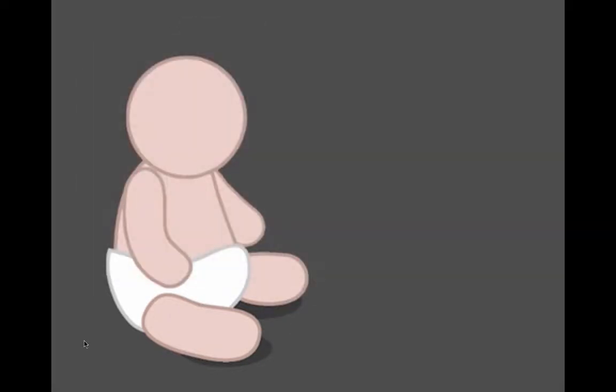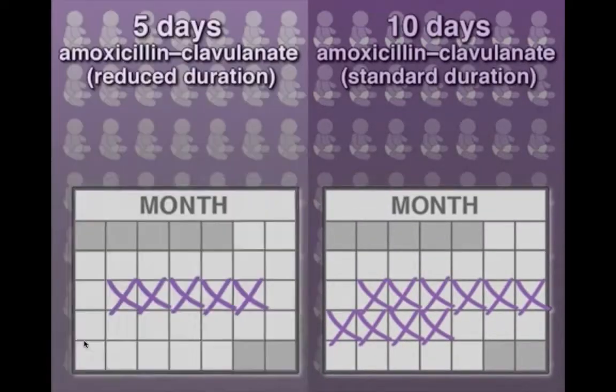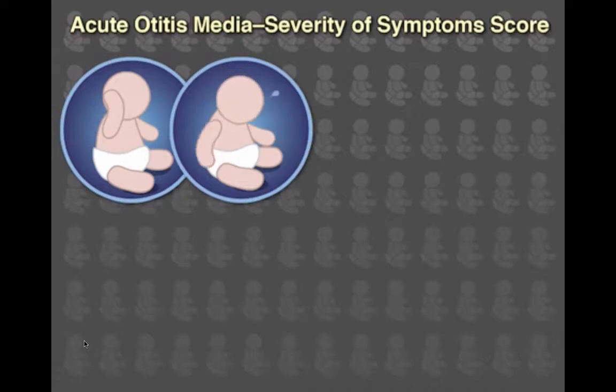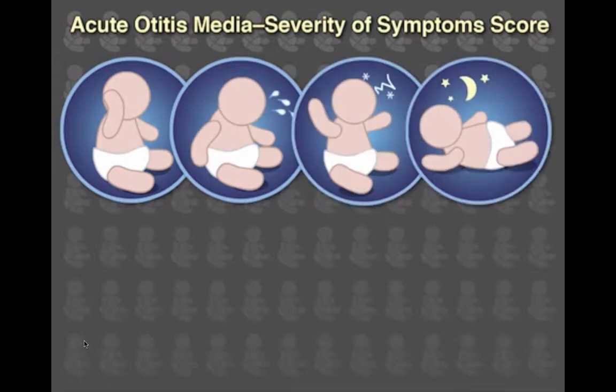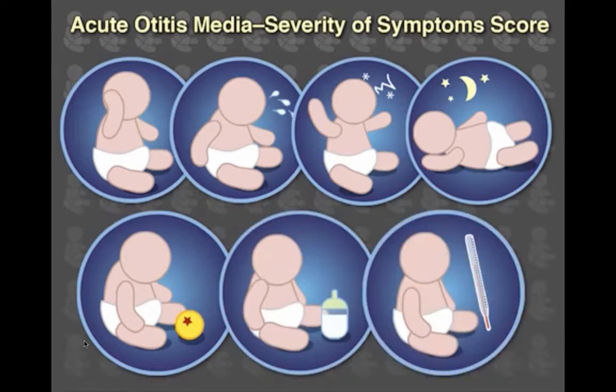In this study, investigators randomized 520 children 6 to 23 months old who had acute otitis media during the respiratory infection season to treatment with 10 days of amoxicillin clavulanate or to 5 days of amoxicillin clavulanate followed by 5 days of placebo for each episode, and assessed whether the reduced duration was non-inferior to the standard duration. Symptoms were tracked through the acute otitis media severity of symptoms score, which includes ear tugging, crying, irritability, difficulty sleeping, diminished activity, diminished appetite, and fever.